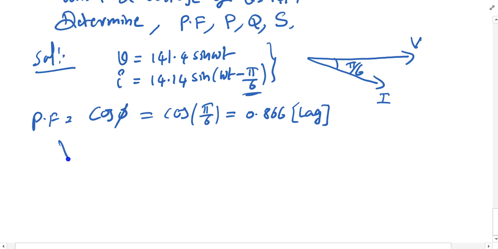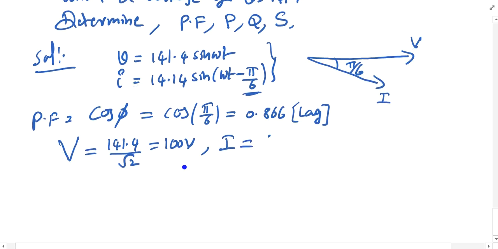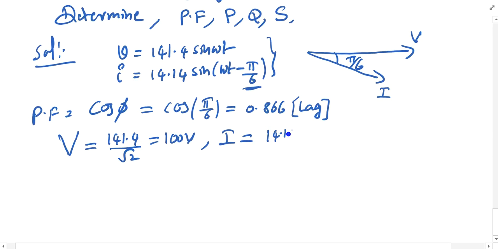Okay, fine. We'll go to find what is the VRMS voltage. If you want to find VRMS, it is Vm by root 2, isn't it? Vm by root 2, I'm writing. This is 100 volts we are getting. Now find what is IRMS here. That is nothing but Im by root 2. What is Im here? Im you are getting 14.14 by root 2. Do this one, 10 amperes you are getting.